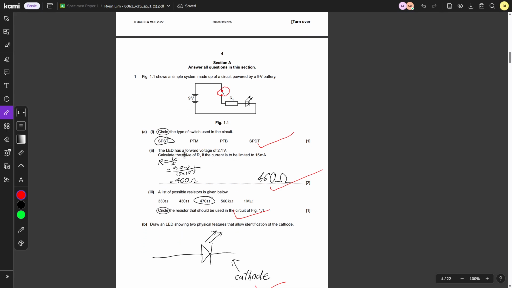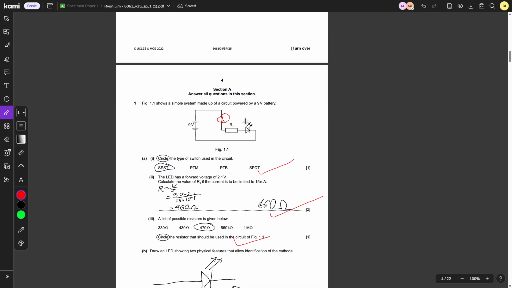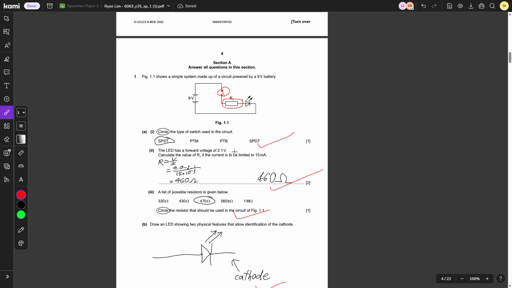Then the next part, the LED has a forward voltage of 2.1 volts. Calculate the value of R1 if the current is to be limited at 15 milliamps. So basically we need R is V over I, and we need the voltage across the resistor. Due to KVL, we know that R1 and the LED share 9 volts. Since the LED will eat up 2.1 volts, then the voltage at R1 would be 9 minus 2.1, which he has here.